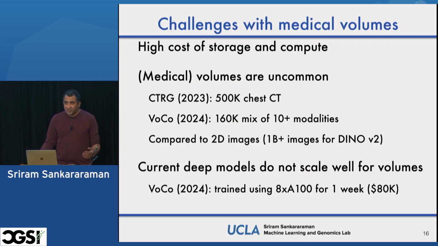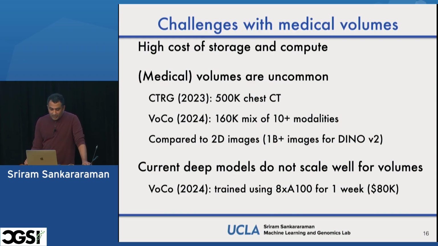The other thing, of course, is that medical volumes are fairly uncommon. If you look at the sizes of the largest training data sets for medical volumes compared to 2D images, there is about 2 to 3 orders of magnitude difference in these sizes. So what that means is you really can't have these highly parameterized, say million or billion parameter, models trained on these types of data sets.